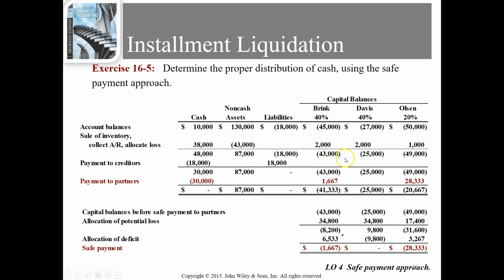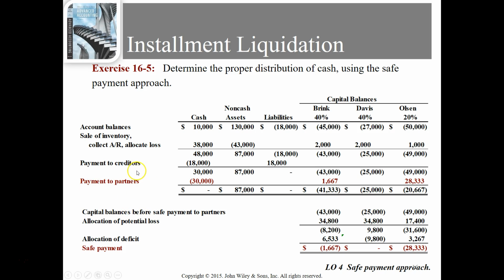Leaving us with the following. So far, please note, all of our partners remain safe. No partner has a deficit balance. We pay the creditors $18,000 each, leaving us with the following. We now, at this point, wish to make a safe payment.